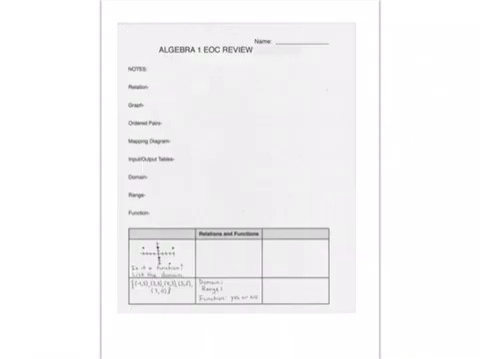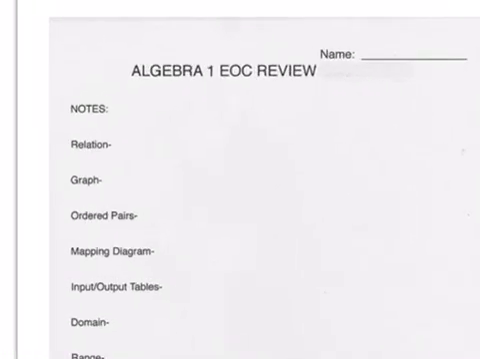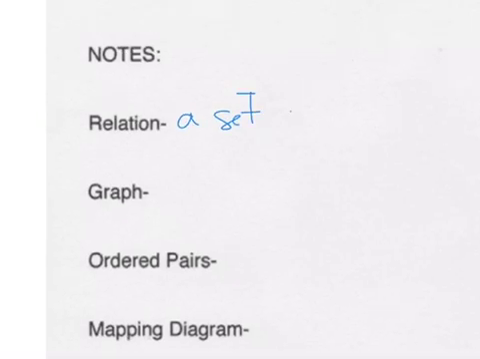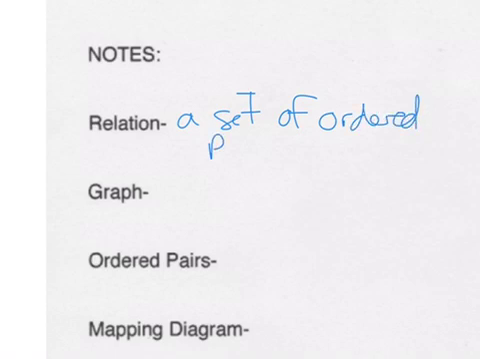Okay, guys, so let's take a look. You're going to just copy these notes down for me. That's how we're going to do this. So a relation is a set of ordered pairs. Remember, every ordered pair has to be x, comma, y.